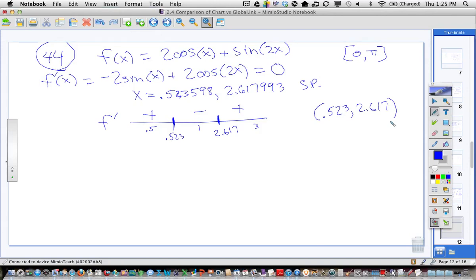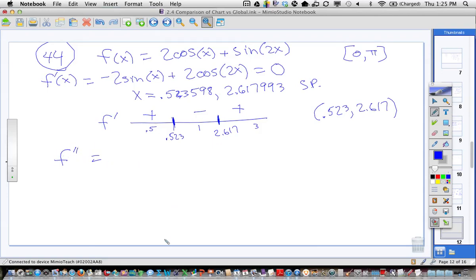If they'd ask for local max, is there a local max there? Yeah. There's a local max at 0.523. There's a local min at 2.6, right? I mean, all that information is there in that number. Okay, now we need f double prime. So we'll pick up the pace here a little bit.